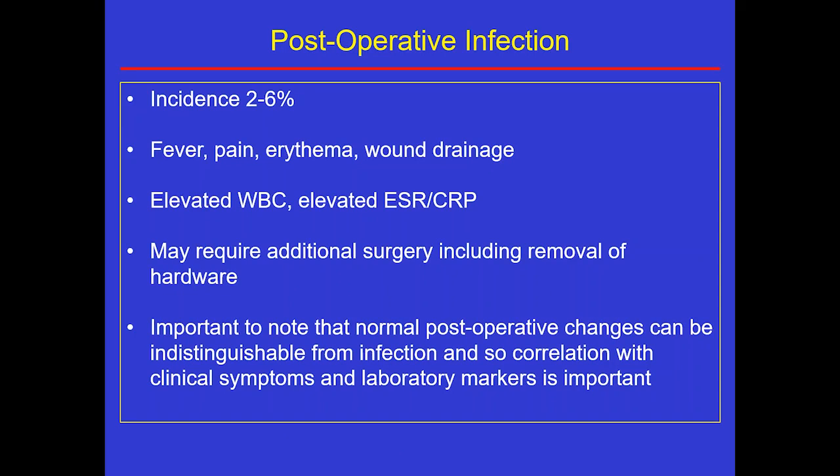Patients will typically present with fever, pain, erythema, wound drainage, with elevated white count and elevated inflammatory markers. Important to recognize that infection can happen in the acute setting, so within 30 days of surgery, likely related to direct contamination. And in these cases, the CRP is one of the most sensitive indicators because it will peak on the second or third day postoperatively, but then return to normal by 14 to 21 days. And so if you have a persistently elevated CRP, it may be a clue that you're dealing with a postoperative infection in the acute setting.